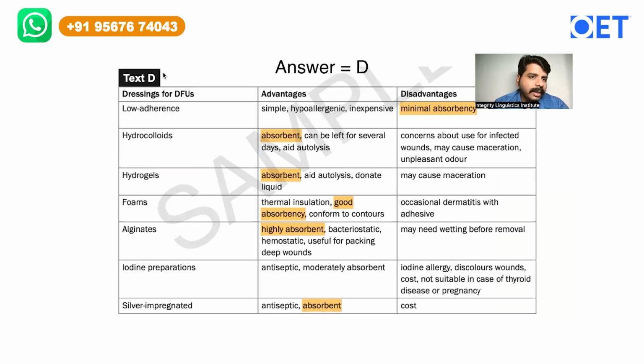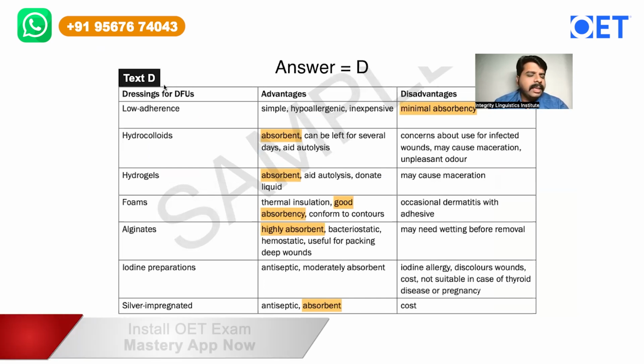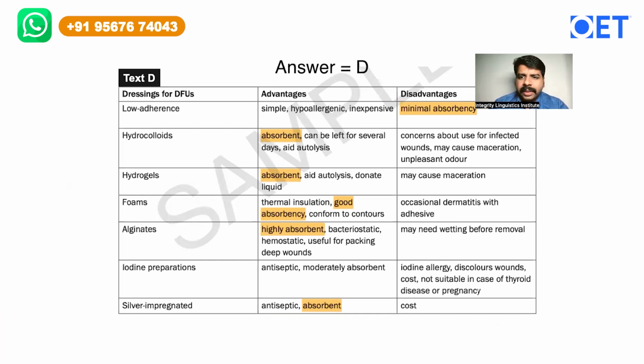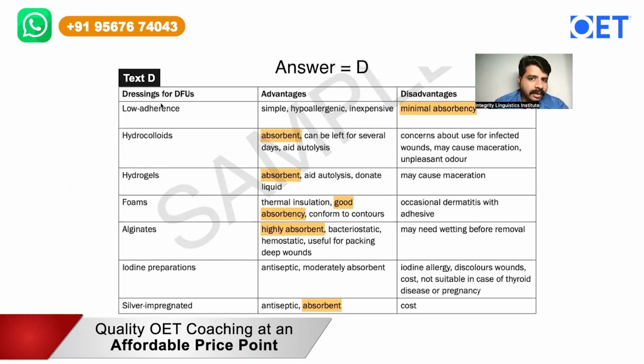The answer is located in text D. So why is the answer D chosen over here? Let's see. Here they have written low adherence dressings, and they have written minimal absorbency. So that means what? Low adherence dressing has very poor ability to soak up fluid. It has only very minimal absorbency.